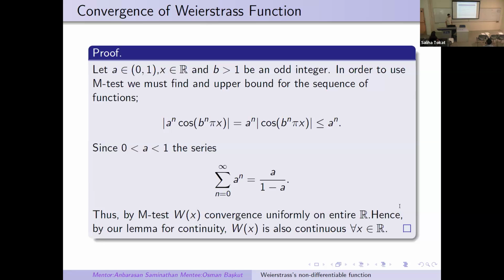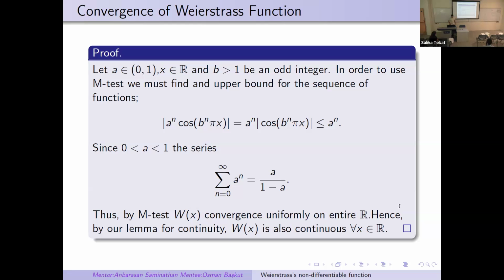Let us prove it. We pick a real number a between 0 and 1, and we want b to be an odd integer which is greater than 1. We will use the M-test here, so we need an upper bound for this sequence of functions. Since a to the power of n is positive, we can take it outside, and since the cosine function is bounded above by 1, we can just write this. And since this is a geometric series, we also know it's convergent.